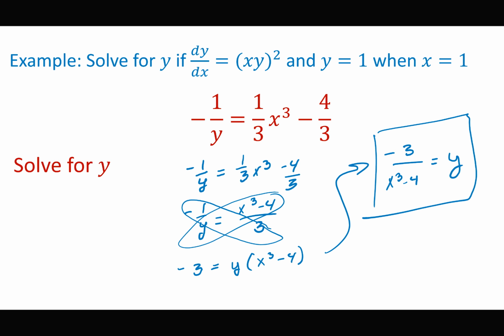So if you gave me y as -3 all over x cubed minus 4, and you differentiate that, you'll end up with x times y all squared. Okay, but then this specifically satisfies also, if I put in 1 for x, put in 1 for y, it still works. Okay, so I put in 1 cubed minus 4, that gets me my -3. I got -3 over -3, that's 1. So it works.